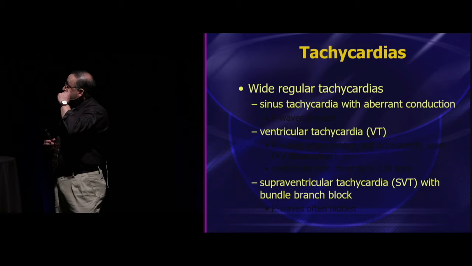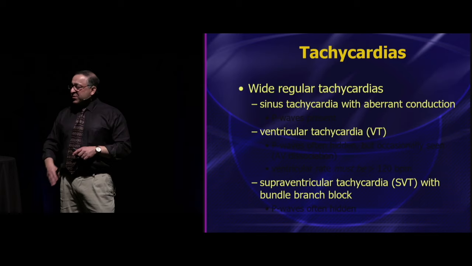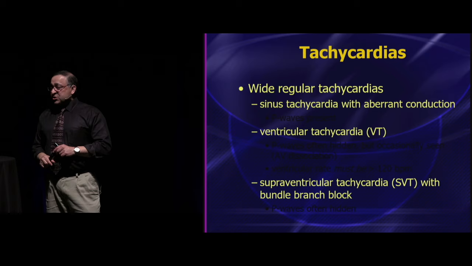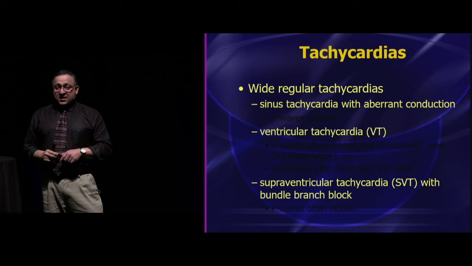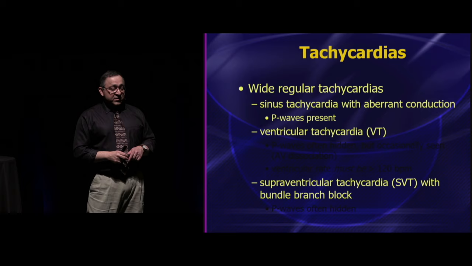And once again, there's three that I'm putting up here. I'm probably doing a disservice by even putting three up here. You've got at the top, sinus tach with aberrant conduction, meaning bundle branch block usually. So if you see sinus tach with the bundle, that'll give you wide regular. So P, QRS, that's wide. P, wide QRS, P, wide QRS, P, wide QRS, and so on. All right, simple enough. P waves are present, and you see one P wave with every QRS.